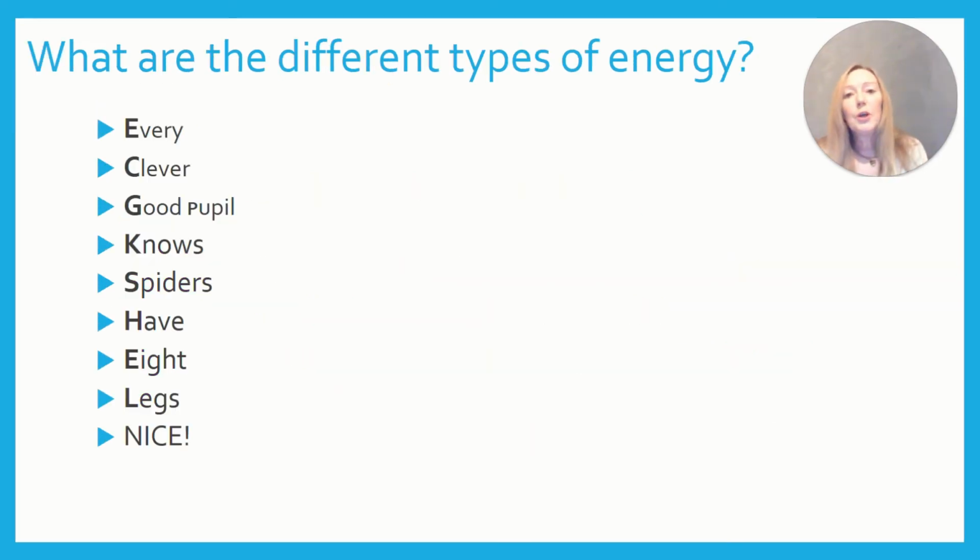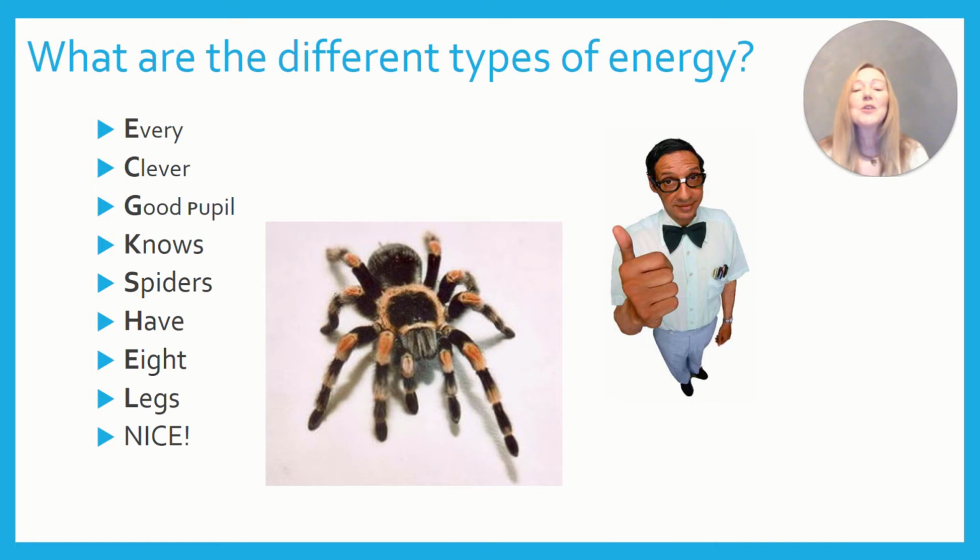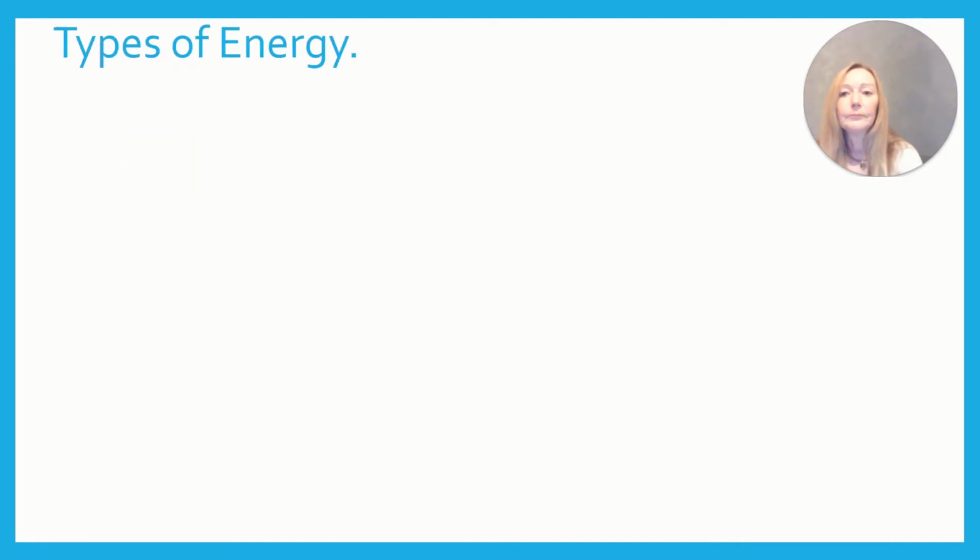So it's important that you know what the different types of energy are, and this is a really good mnemonic in order for you to try to remember them. Every clever good pupil knows that spiders have 8 legs. Nice. So pause the video again here and see if you can remember what each of those represents.